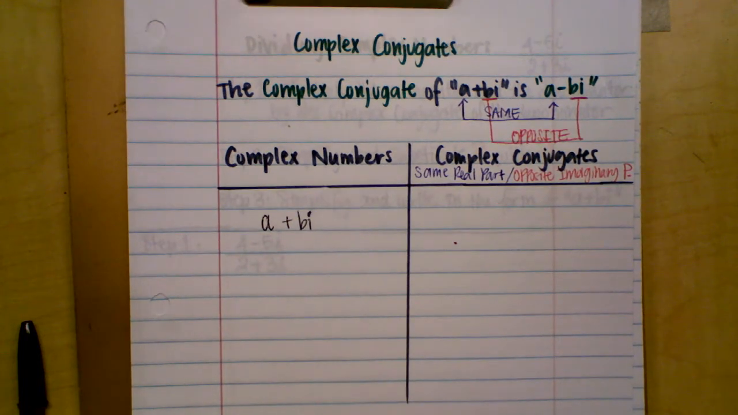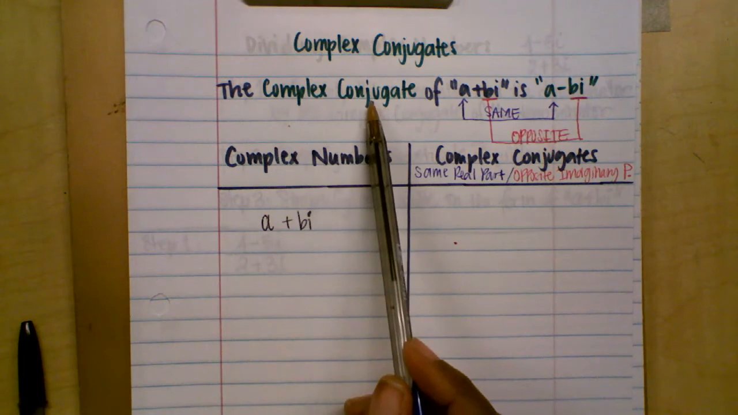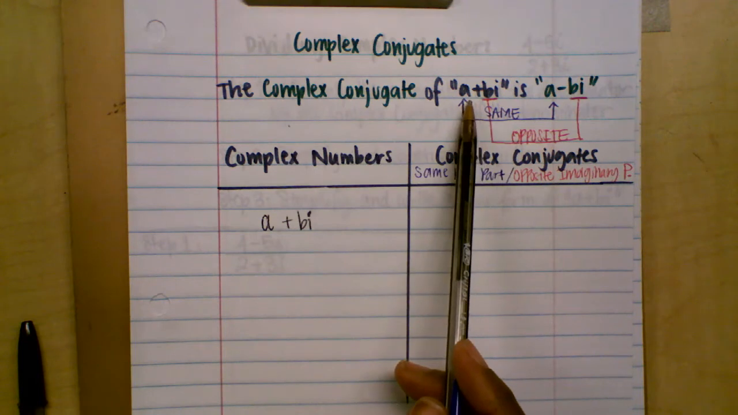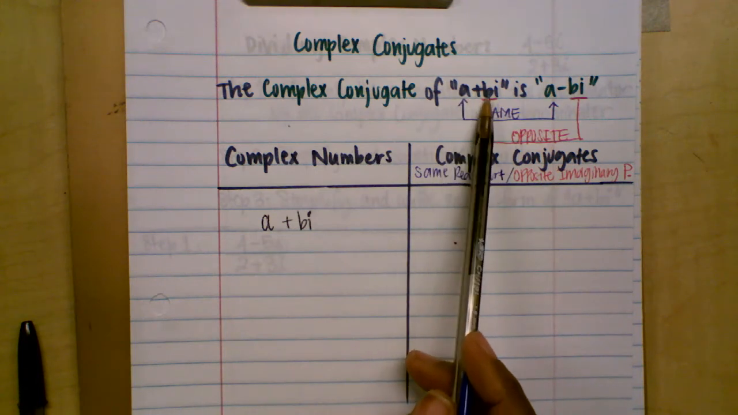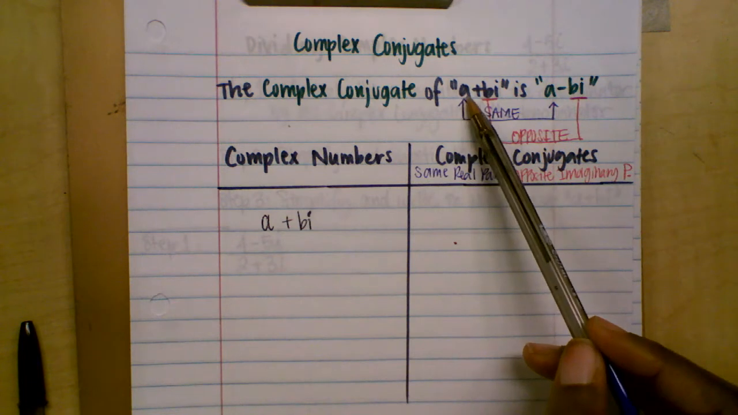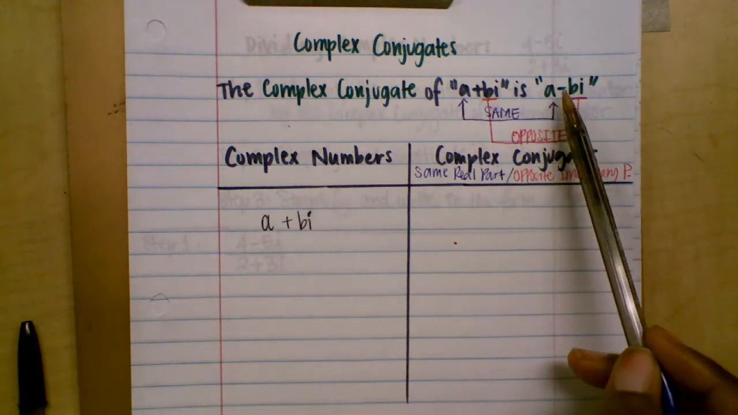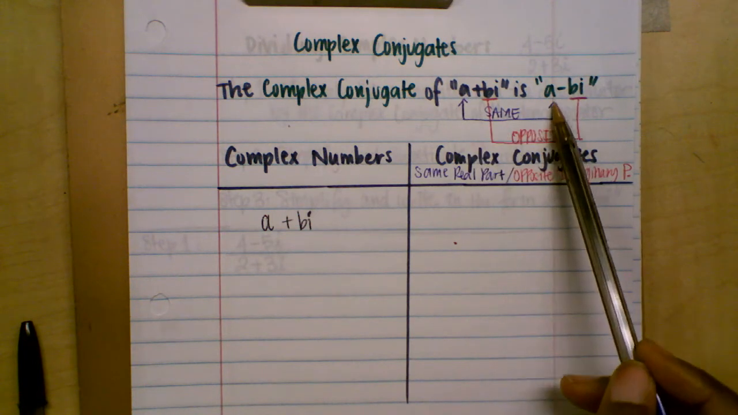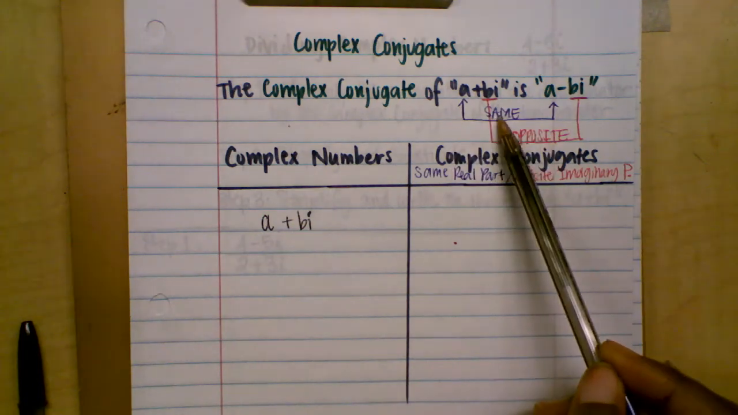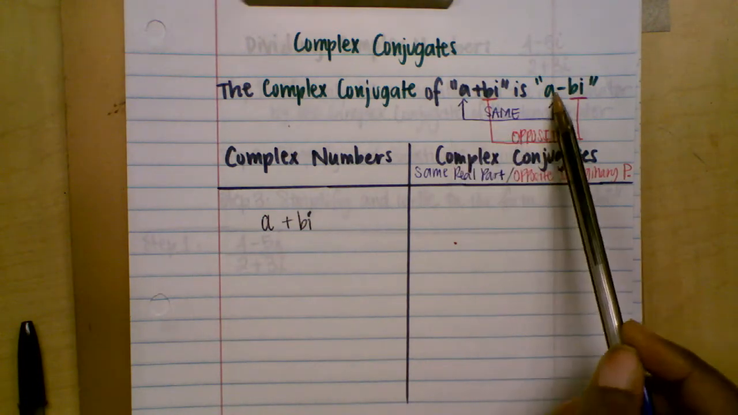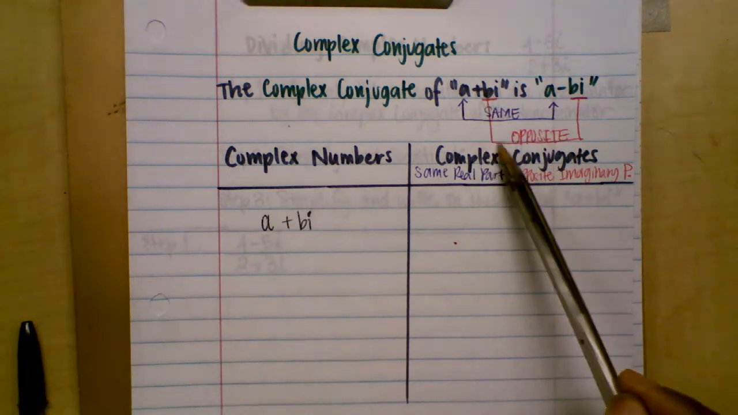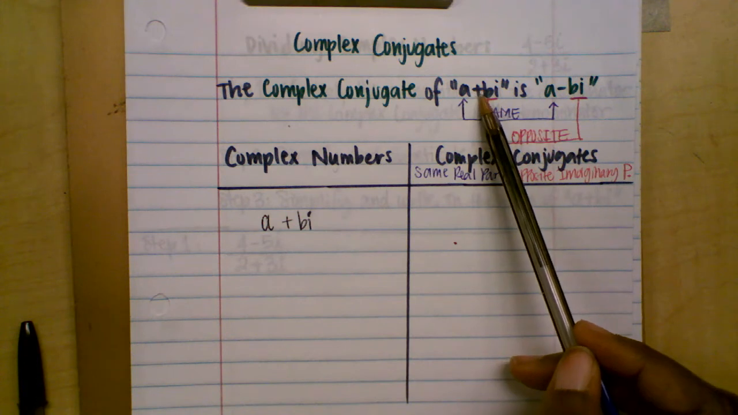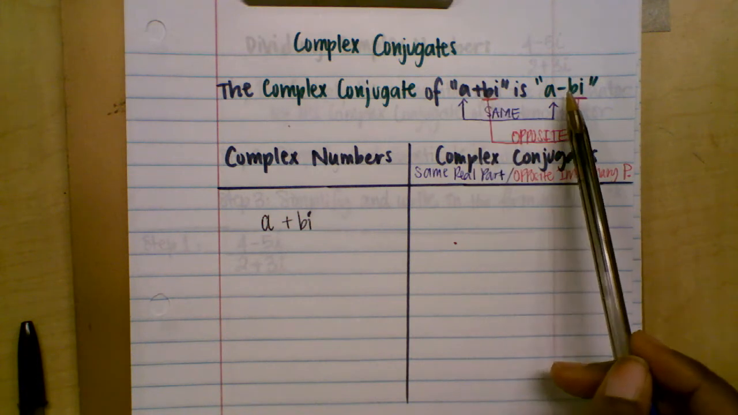First, what is a complex conjugate of a complex number? A number written in the form of a plus bi. The complex conjugate of a plus bi is going to be a minus bi. Why? Complex conjugates have the same real part, and the imaginary parts are opposites of each other. So if this one is a positive bi, the other one is going to be negative bi.